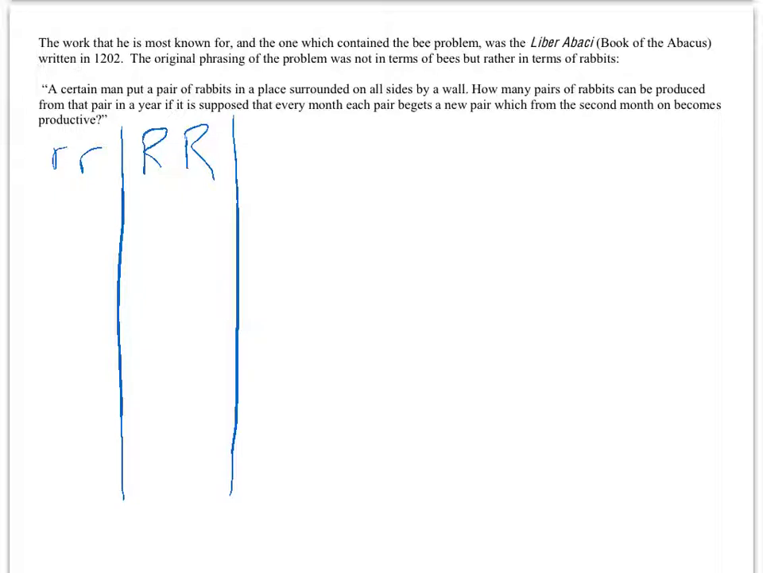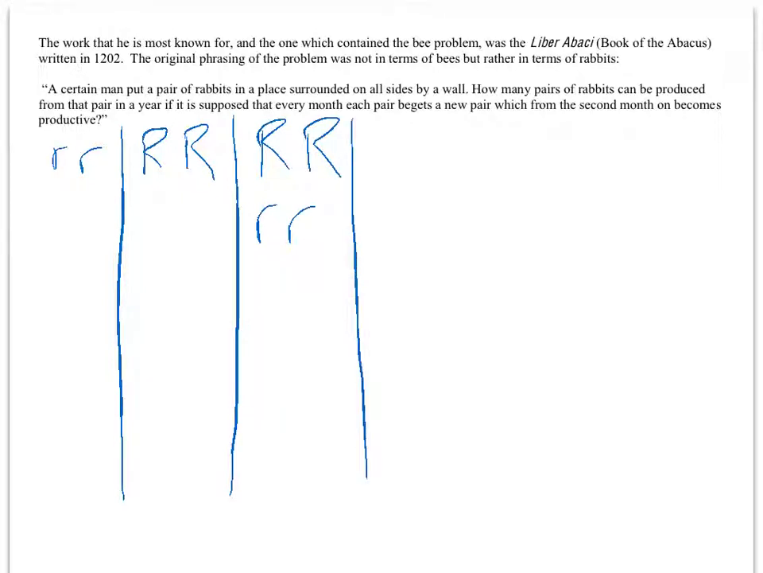All right, in the third month, these adult rabbits that became adults in the second month are now old enough to reproduce, so they produce two baby rabbits, and they still exist, so they're still there in the pen. Okay, in the fourth month, the two adult rabbits have another set of babies. The babies that were in there in month two are now adults. And the original pair of adults still exist.